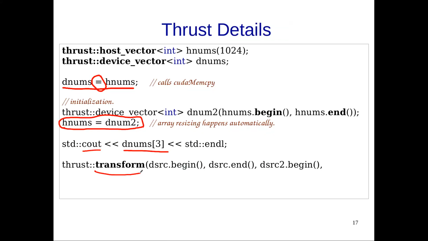There is a transform function which I can use from source to end and another source. Using these two, I'm applying some sort of binary operation. I'm applying an add on the corresponding elements of these and storing it at the destination address. So all of this is possible using thrust. That becomes really easy for you to write the code for, and I'll show you one example.